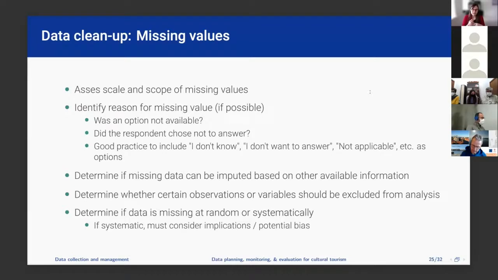You've really got to take a look and see, do we just need to delete these observations or delete these variables from the analysis completely? But it's also important to understand, is the data missing at random or is it missing systematically? Are there specific groups of people, for example, that choose not to answer a question? If that's the case, then this can introduce bias into your analysis, and you really need to think through how the fact that we're missing certain people could impact our results.